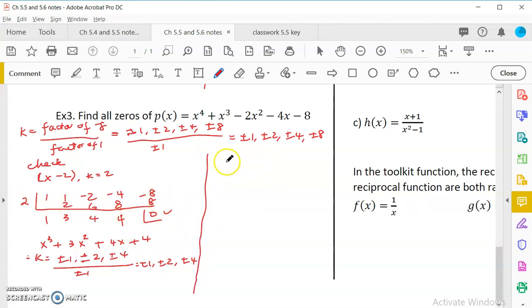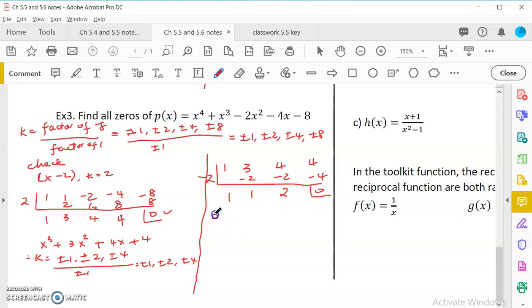Earlier I checked 2. Maybe I'm going to check -2. So I would use this one. 1, 3, 4, 4. I want to do negative because these are all positive. If I have a positive, it doesn't make sense. So 1 times -2 is -2. That is 1. 1 times -2 is another -2 is 2. 2 times -2 is -4. So I get 0. So I have one more factor also.